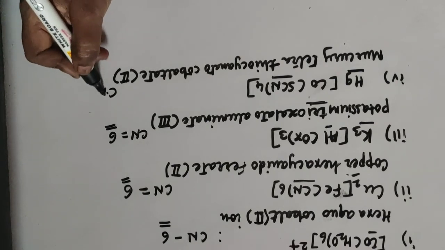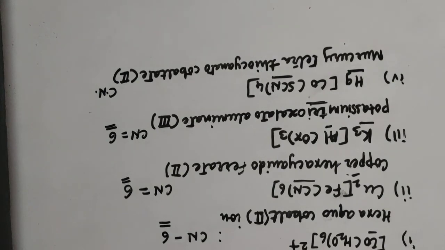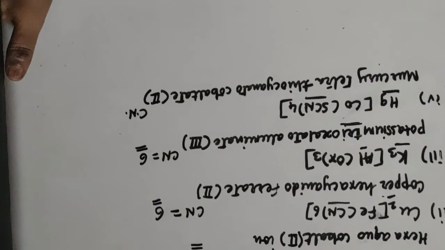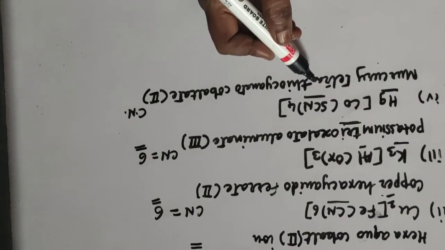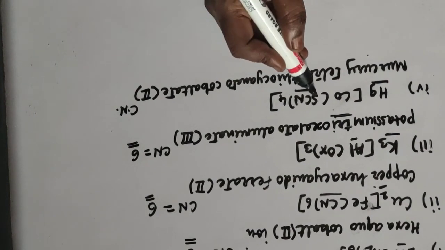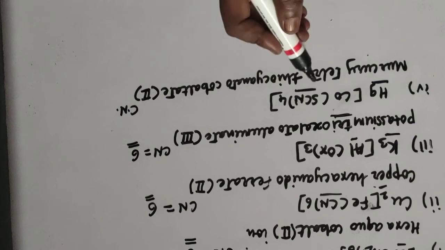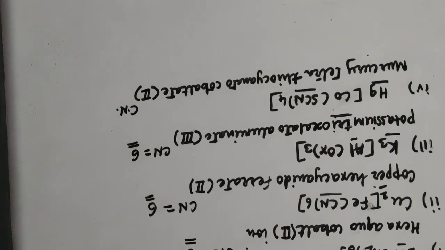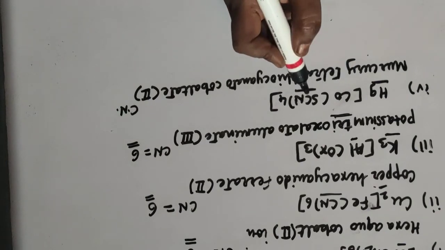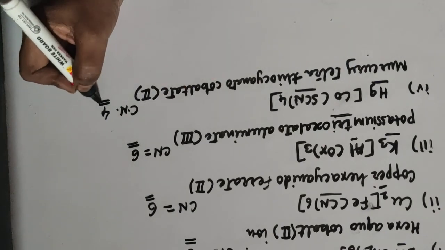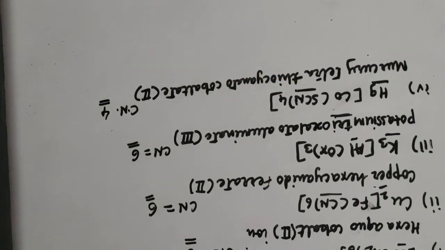What about the coordination number of this? Again, 4 SCN groups are there, and SCN is ambidentate actually. Sulfur and nitrogen can donate an electron pair for bond formation, but in this case sulfur donates the electron pair. Even though 2 atoms can donate the electron pair to the central metal atom, at a time only one can donate, and hence this is ambidentate, but the coordination number is 4, as only 4 SCN groups are attached to the Co.